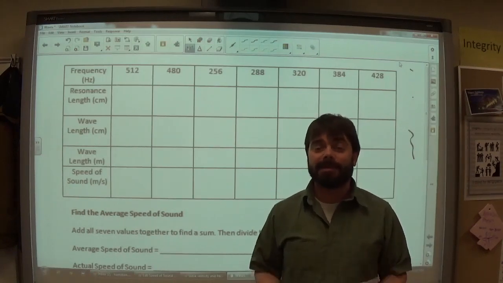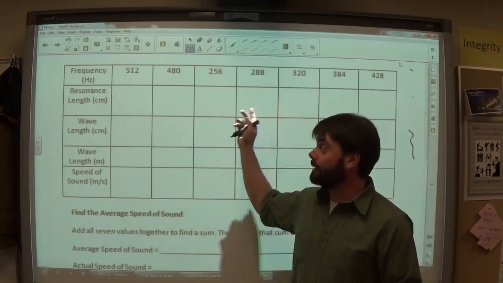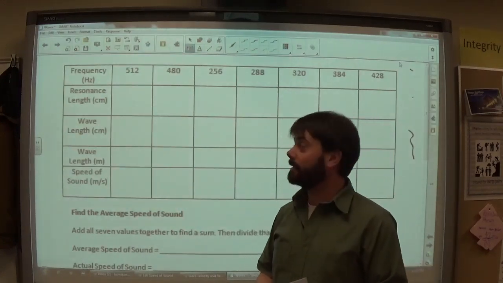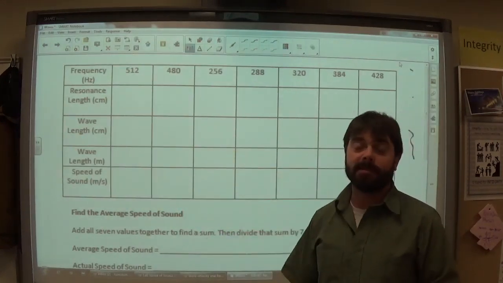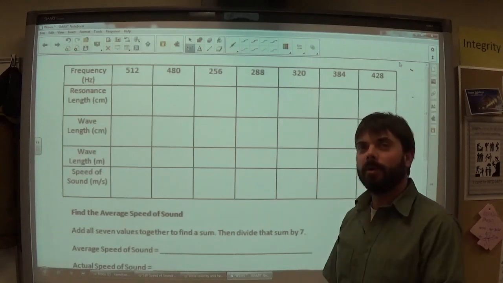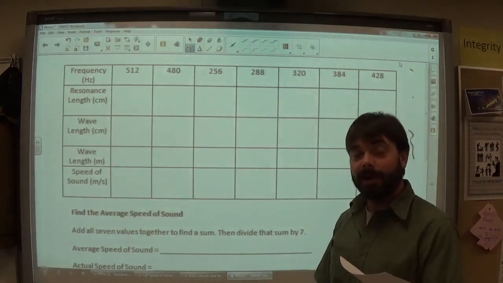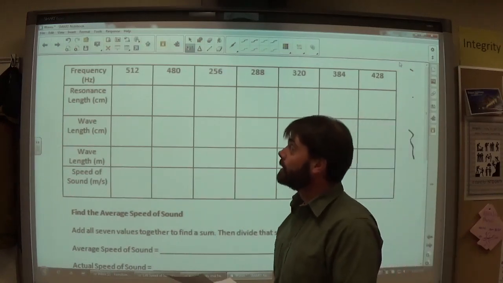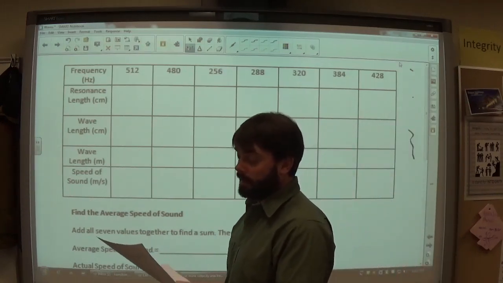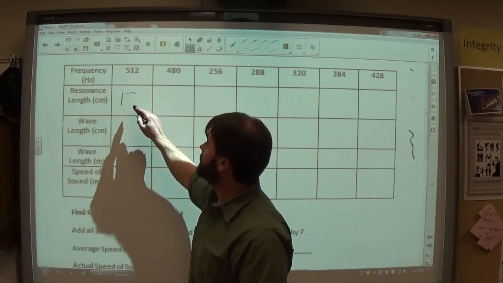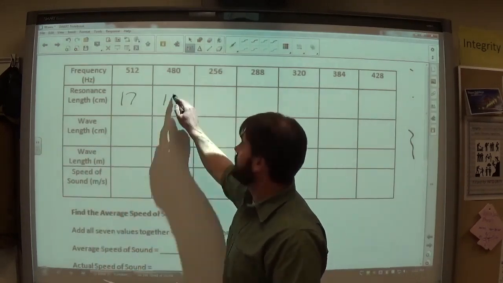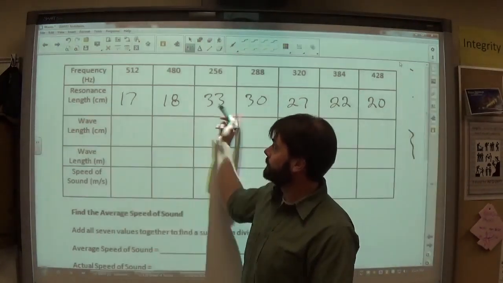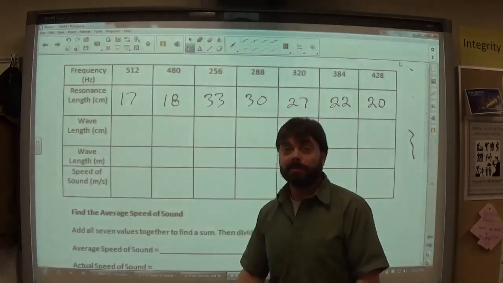Alright folks, so now that we got some data, you guys should have that recorded in here for the resonance length. I'll repeat the values that I got in case you did not get them, and then I'll just give you a brief explanation on how to do the calculations, and you can go on to answer the questions, and then we'll compare your results to the actual speed of sound and see how close we were. So when we did the 512 hertz, we got 17 centimeters. Now keep in mind, these ones are all in centimeters. We need to somehow get the wavelength in meters.